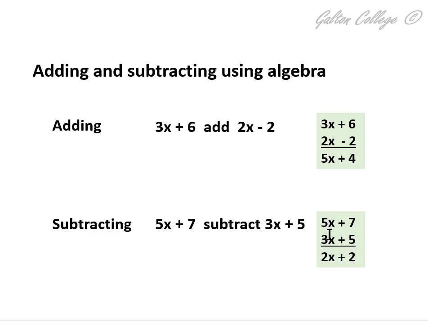We'll do the x's first. So it's 5x, take away 3x, which leaves us with, surprise, surprise, 2x. And 7, take away 5, is 2. So when you subtract them, that's what you get. So adding and subtracting, very, very straightforward in this case.